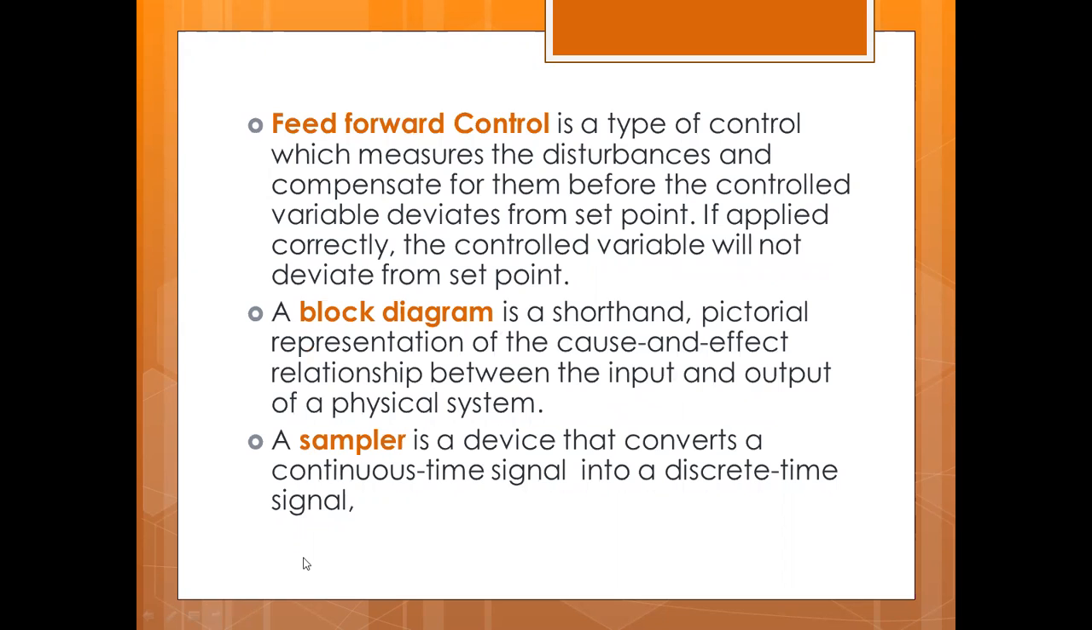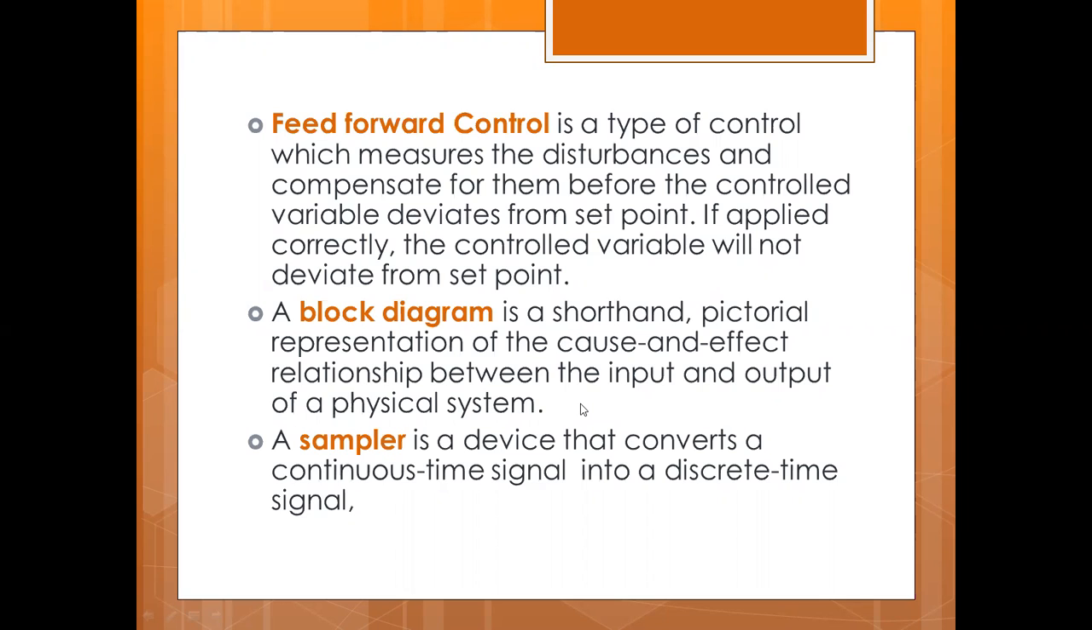Now, feed-forward control is a type of control which measures the disturbances and compensates for them before the control variable even deviates from the set point. If applied correctly, the control variable will not deviate from the set point. So it's an anticipative control in which before the effect of the disturbance or upset is felt by your system, it's able to make your system compensate for it. That way, no changes in the control variable will happen.